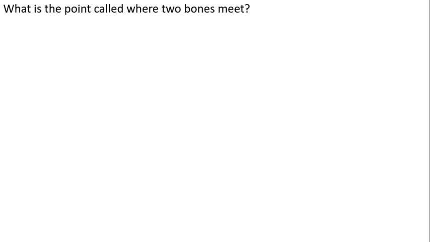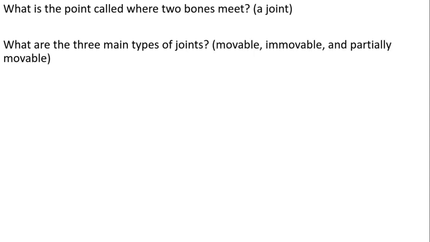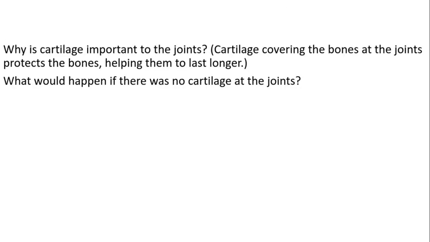What is the point called where two bones meet? They meet at a joint. What are the 3 main types of joints? We have movable joints, immovable joints, and partially movable joints. Why is cartilage important to the joints? Well, it's cartilage that's covering the bones at the joints. It protects the bones, helping them to last longer.